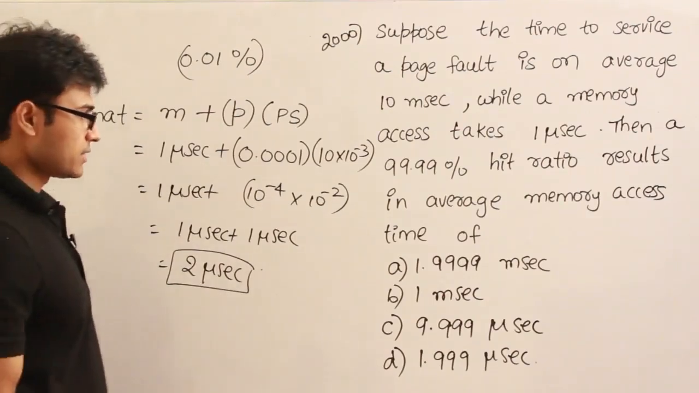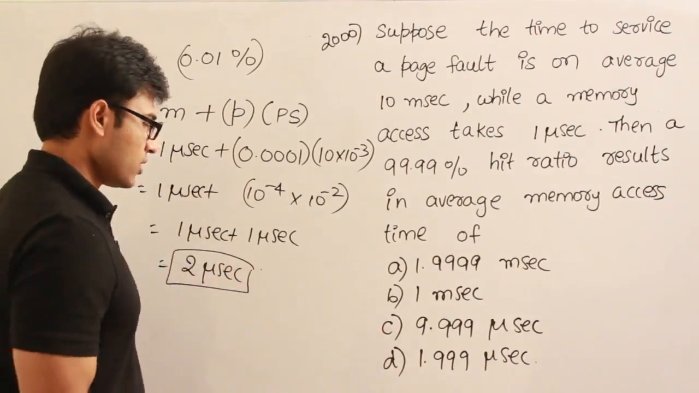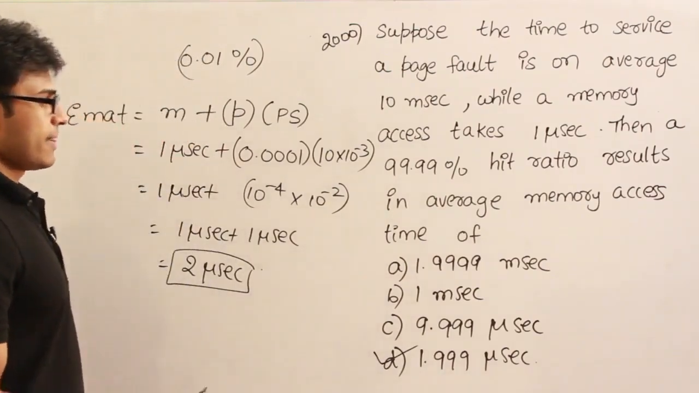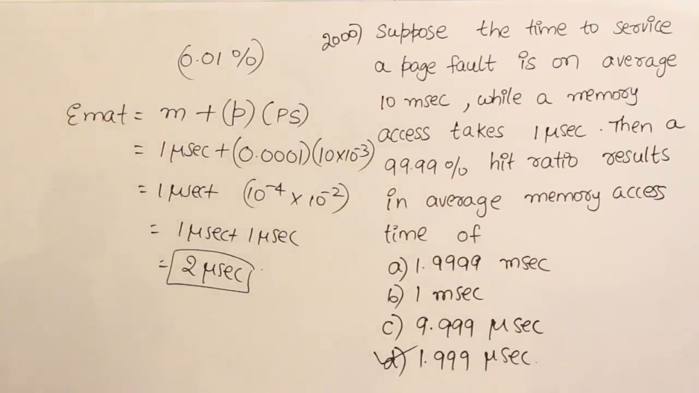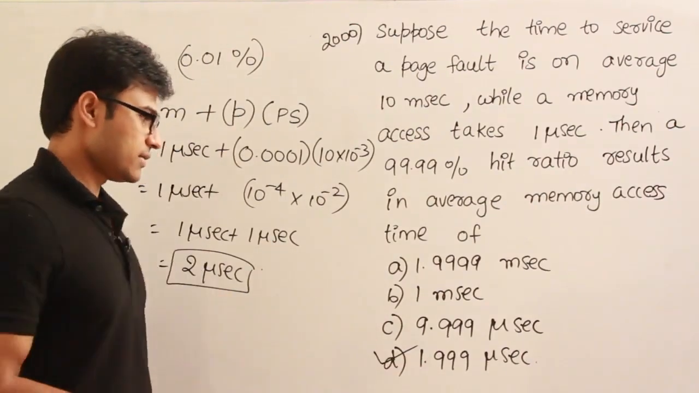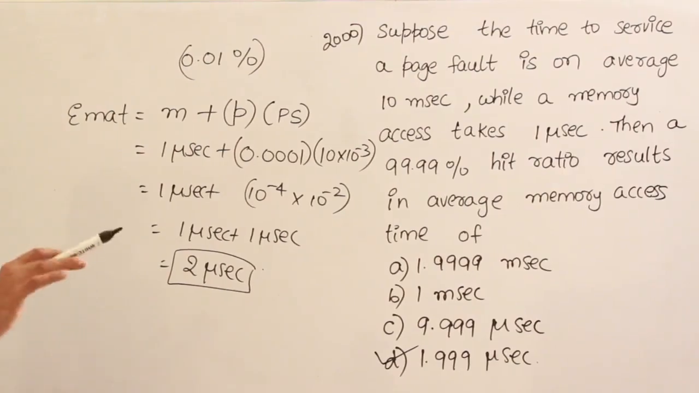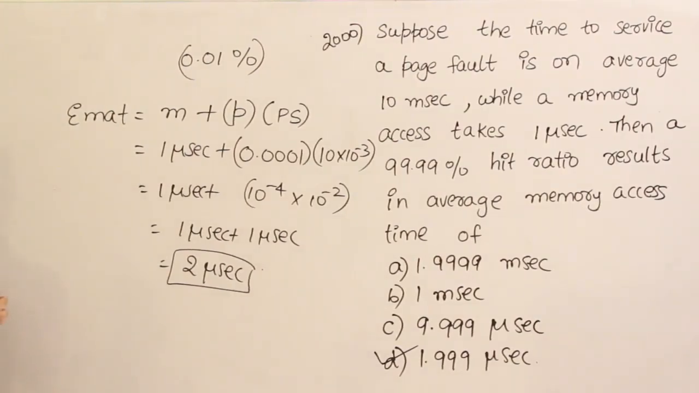But then if you look at the answers, 2 microseconds is not there. Only the closest answer is 1.999 microseconds. Let's see, why do you think that they got that difference? If you observe it, the formula which I got here, I derived it on the basic formula of this. So the basic formula was effective memory access time.